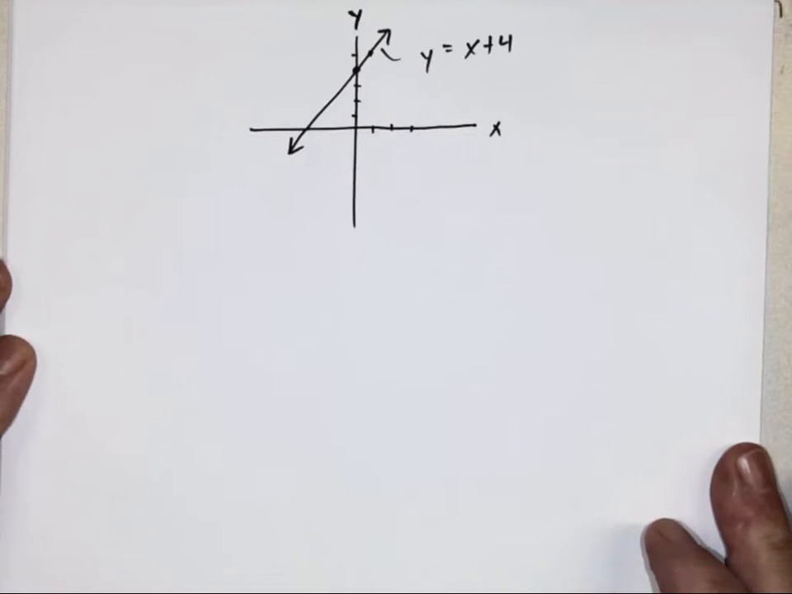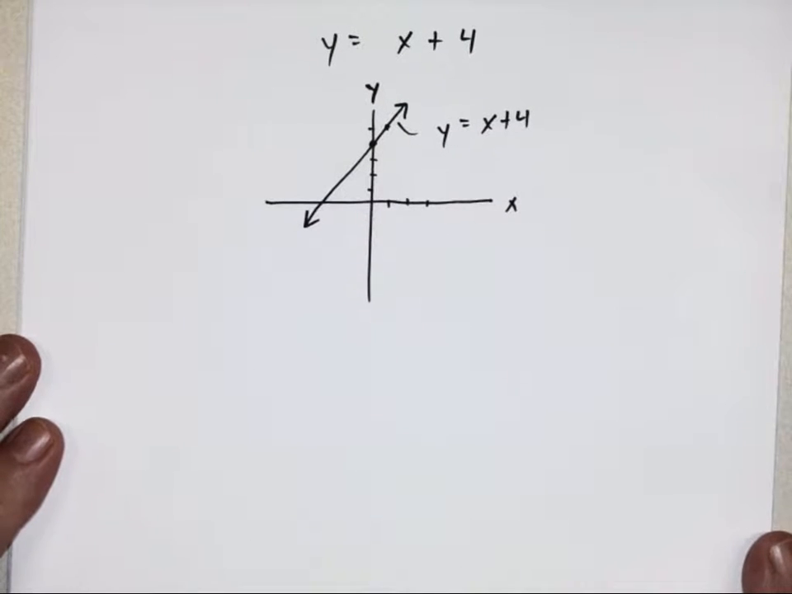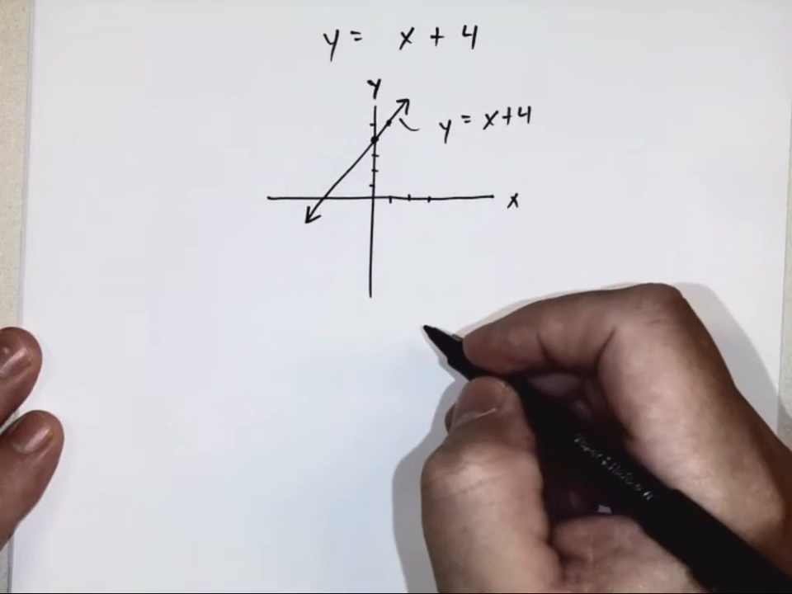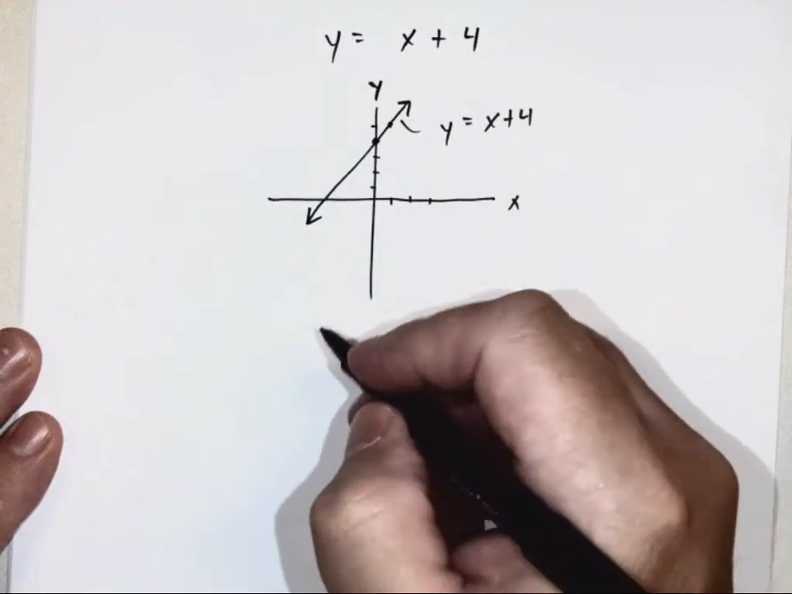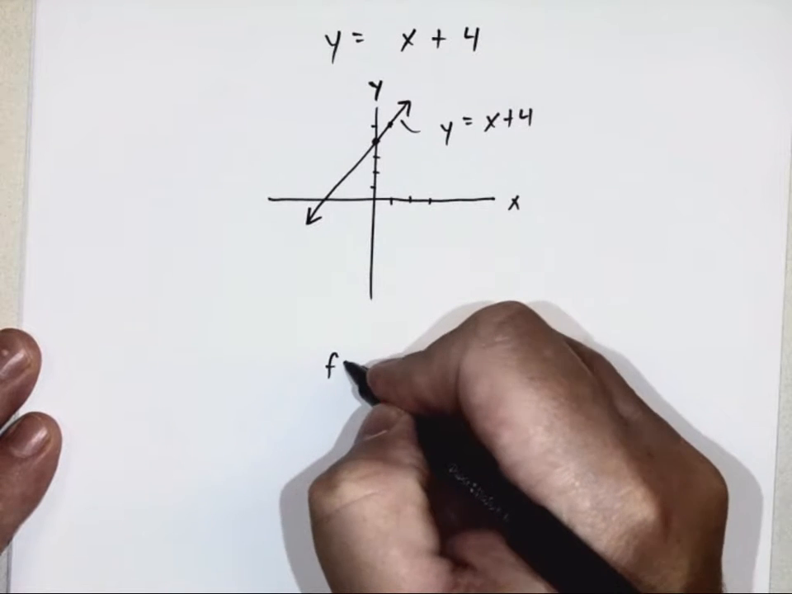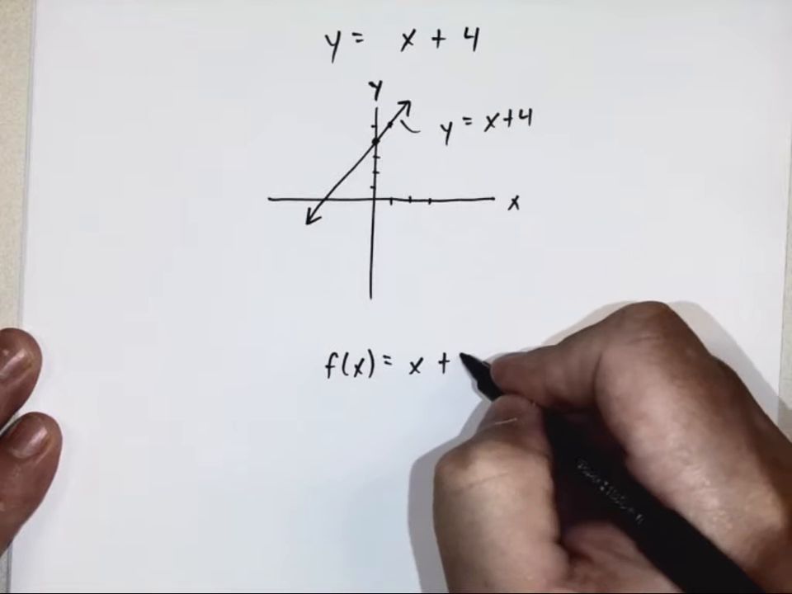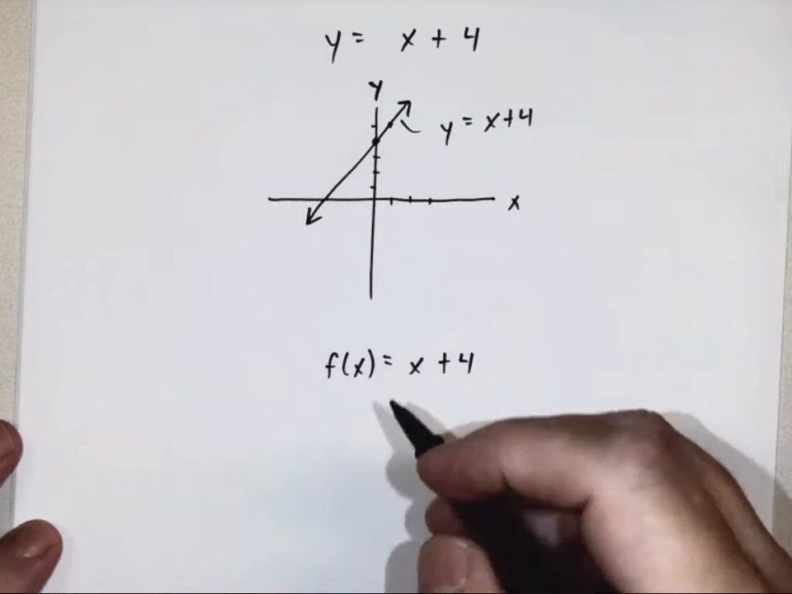But what happens if we use function notation? And once again, to switch from x and y to function notation is very simple. You simply replace the y with f of x. So I have f of x equals x plus 4. And now I'm going to graph this function. So how does that work?